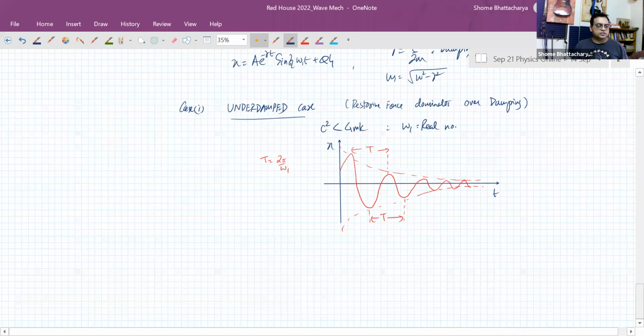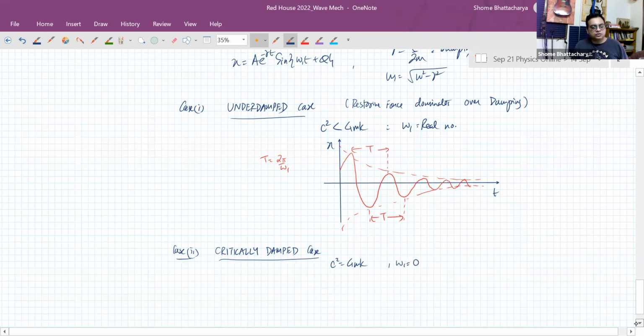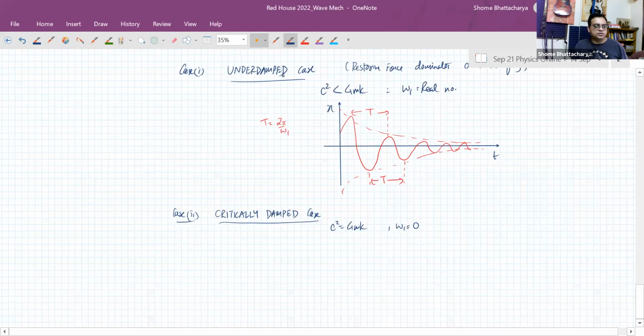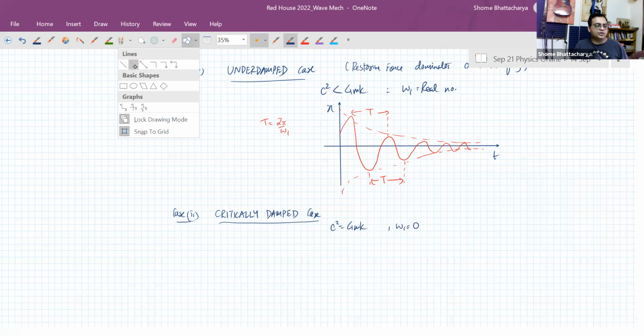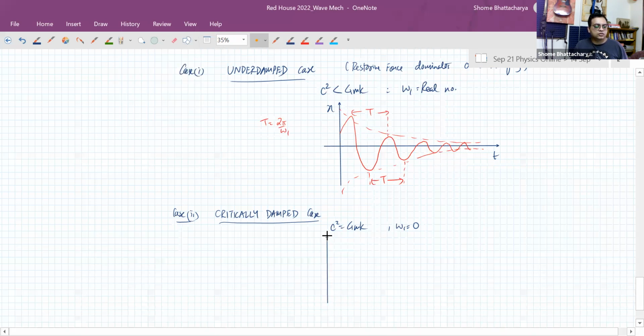Right. Now the next case will be what we call the critically damped case, where c square is equal to 4 mk. So omega 1 becomes 0. So then you can see there is no harmonic term, because the omega 1 t term inside the cos function or the sine function, the harmonic term, does not exist. So the critically damped case will look like this.